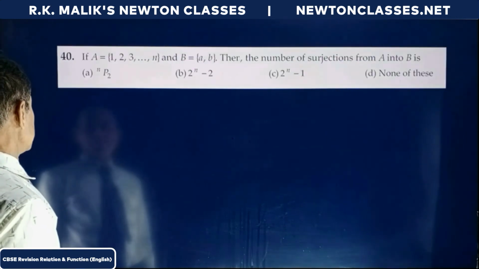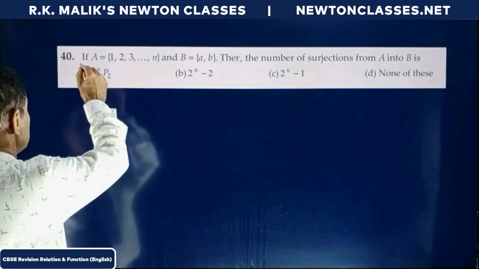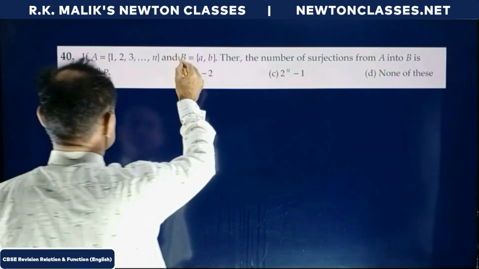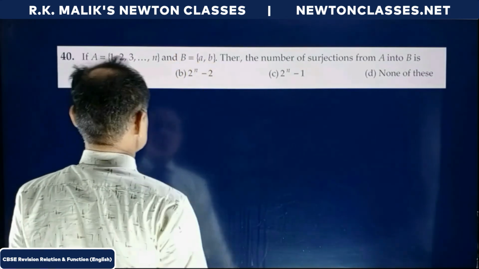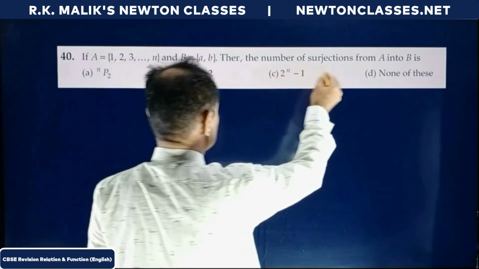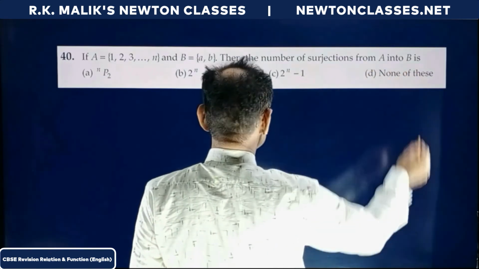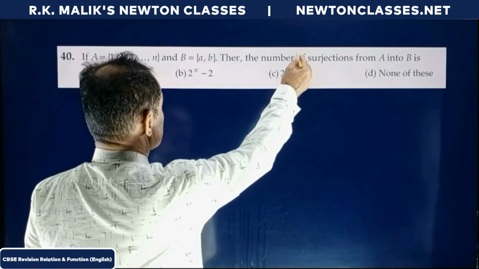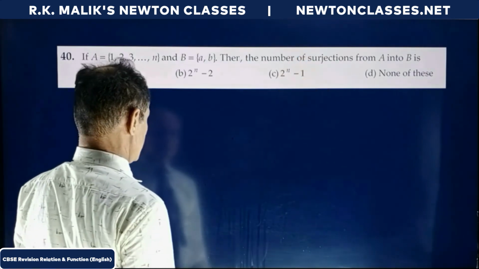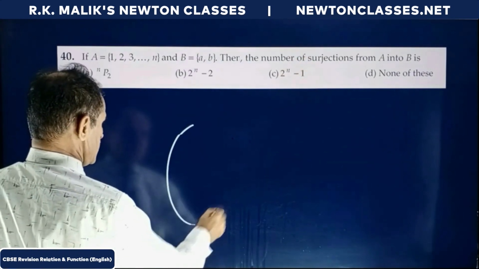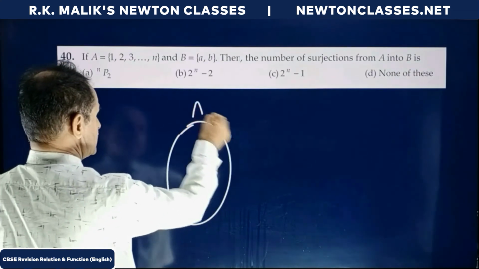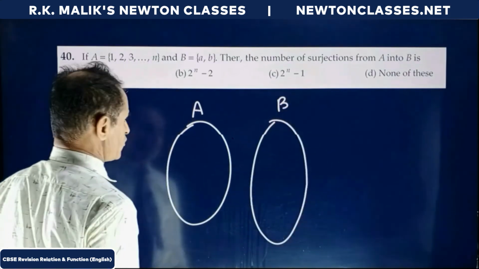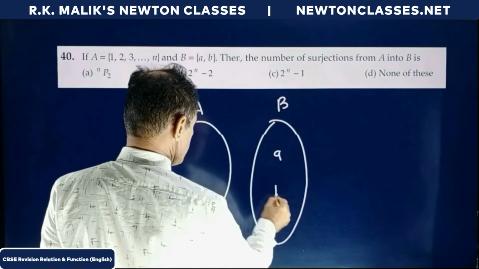In this question, it is told to us that the set A contains the elements 1, 2, 3, 4 up to n, and the set B contains 2 elements a and b, then the number of surjections from A into B is. You must be knowing that the meaning of the word surjection is onto function. Here the set A is containing n elements and the set B is containing only 2 elements a and b.